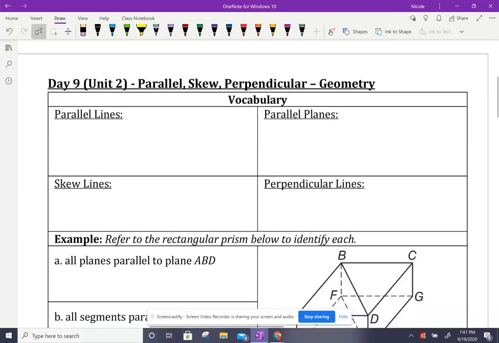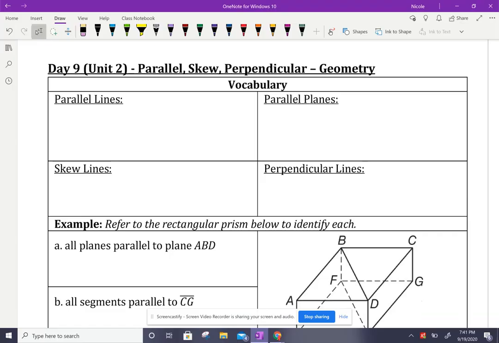Okay, so we are rolling into the tail end of Unit 2, and we're first going to be talking about different types of lines and planes in order to kind of get us back in this mind space of planes and parallel lines and everything that we're going to need for this section. So, parallel lines are coplanar.